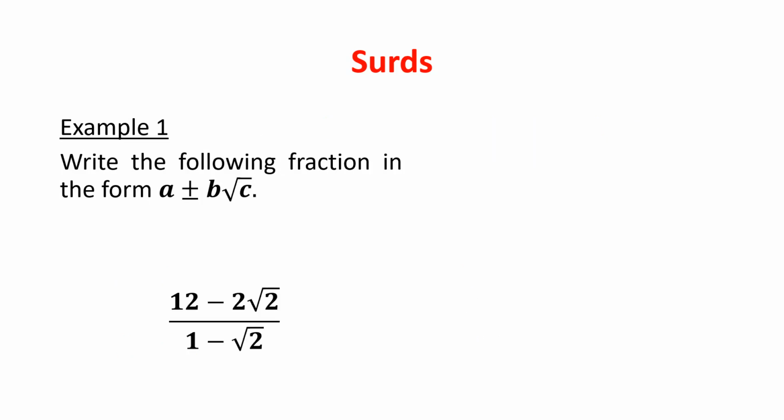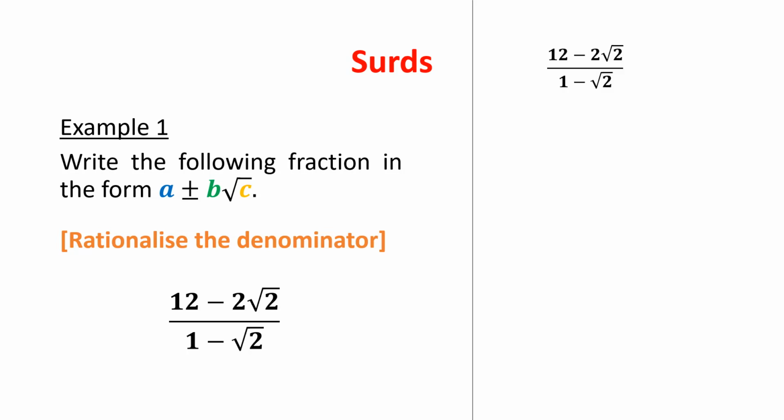All right, let's get into our example for the video, and we're going to write the following fraction back into the form of a plus or minus b root c. Now, the process we're going to do is called rationalizing the denominator. We'll talk about that shortly. But we have the fraction, yucky one, 12 minus 2 times root 2, all divided by 1 minus root 2.